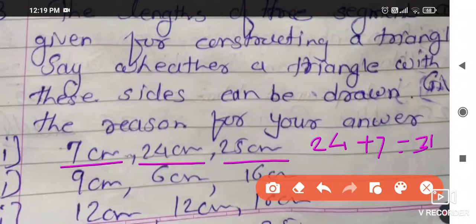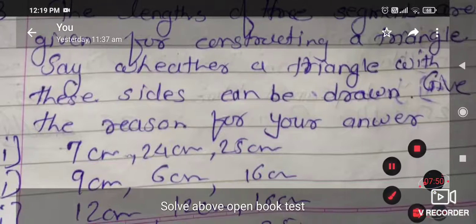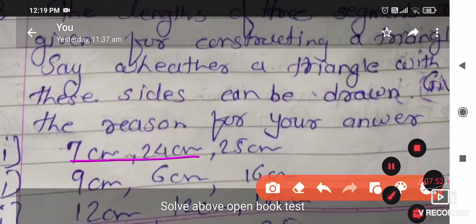31, and it is greater than the third side, that is the 25. The whole explanation and writing method are given in the textbook. You just follow it. I am going to explain only the properties for understanding. If you do the sum of these two sides, it is greater than the third side, that is the 25.